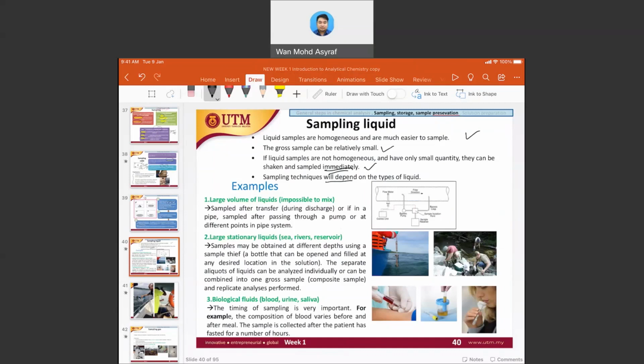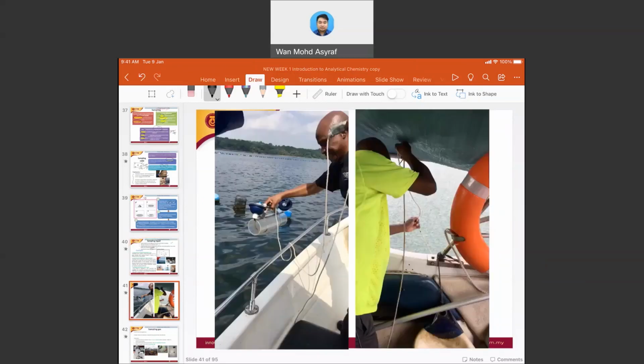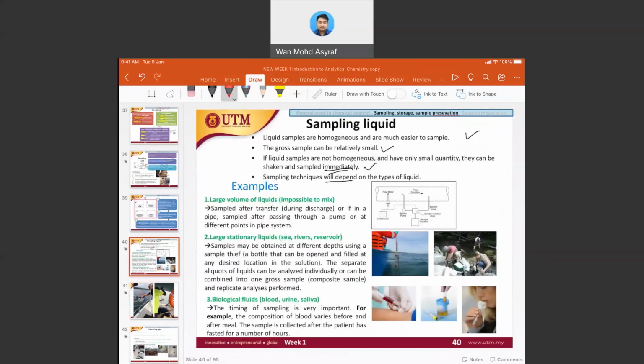So usually we will be using this kind of, if you can see here, this is called a sample thief. Sample thief. Okay, so this sample thief is cylindrical in shape, where you can sample your liquids. Okay, so how does this happen? So basically it goes without saying, when you open the opening, then the liquid sample will flow into the sample thief, and then you close it and then you just take it out and bring it to the lab.